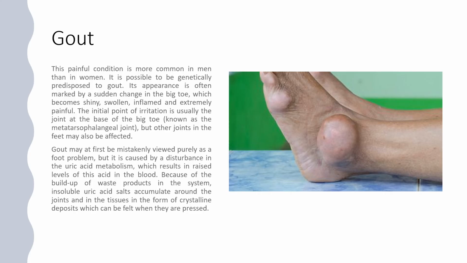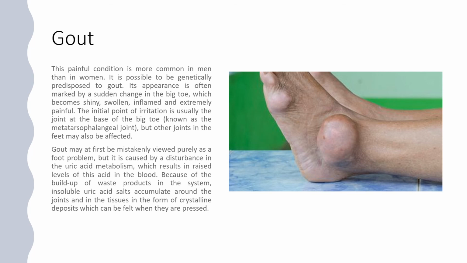Let's take a look at gout. This is a painful condition and is more common in men than in women. It is possible to be genetically predisposed to gout. Its appearance is often marked by a sudden change in the big toe, which becomes shiny, swollen, inflamed, and extremely painful. The initial point of irritation is usually the joint at the base of the big toe, known as the metatarsal phalangeal joint, but other joints in the feet may also be affected.